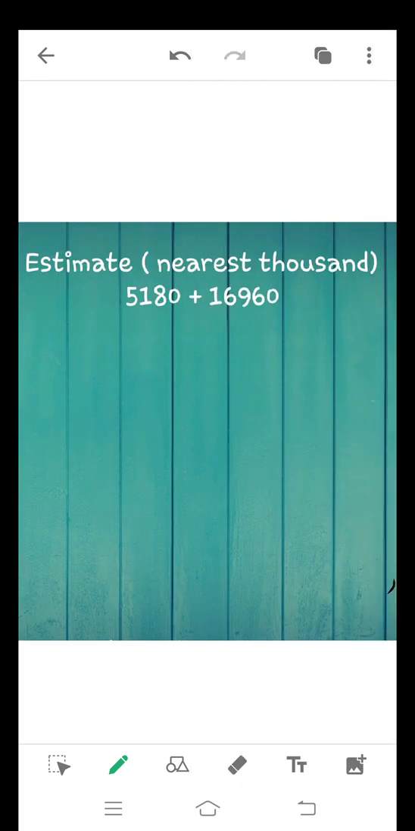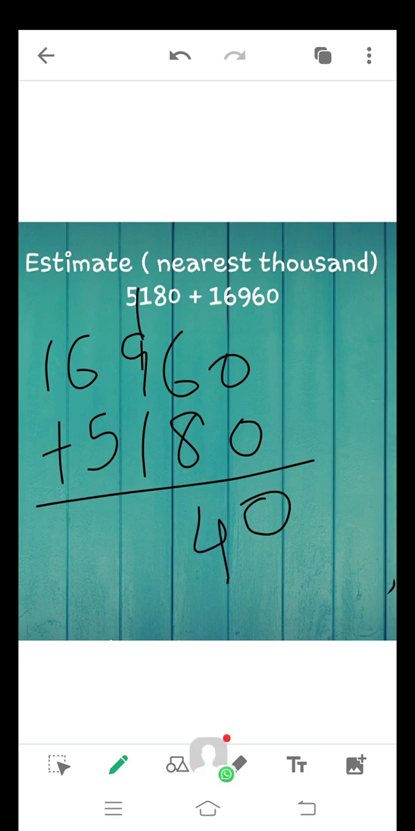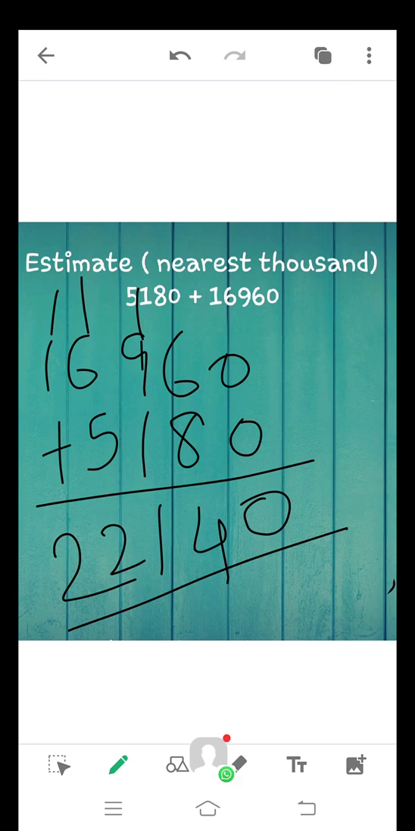Estimate to the nearest 1000. First of all find the actual sum. The first number is 5180. First of all write the greater number, 16960. Then write the smaller number, 5180. Now add both the numbers. 0. 8 plus 6 is 14, 1 carry. 9 plus 1 is 10, plus 1 is 11. 1 carry. 6 plus 5 is 11, plus 1 is 12. 1 carry 2.